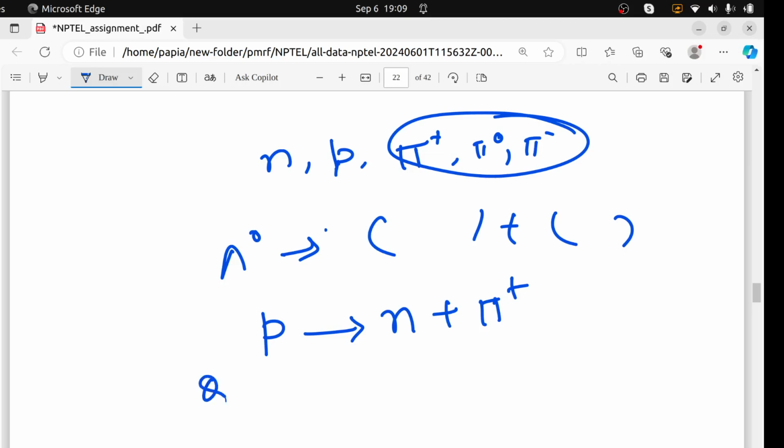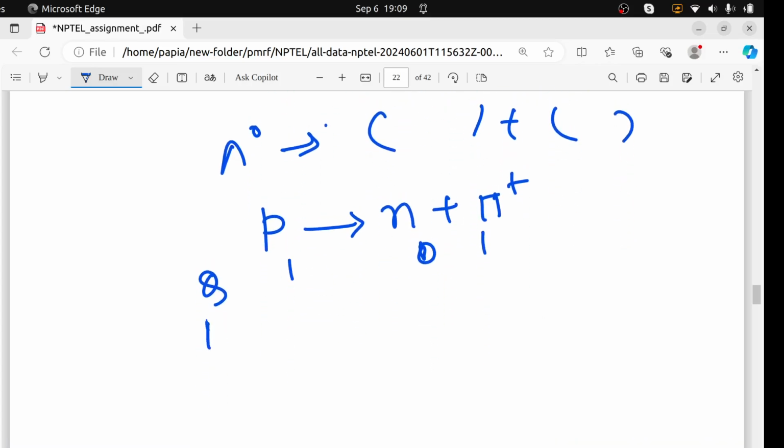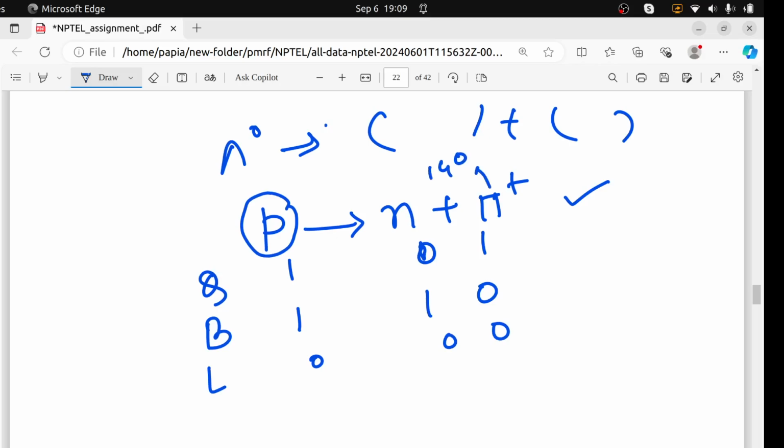For this case, charge is fine. Baryon number is fine. Very good. Lepton, there is no lepton particle, that is also fine. Now you can tell me, is this allowed or not? Not allowed. How can you say it is not allowed? Neutron has more mass. Yes. At rest, neutron has 939 and proton 938, and then the pion is also there, 140.